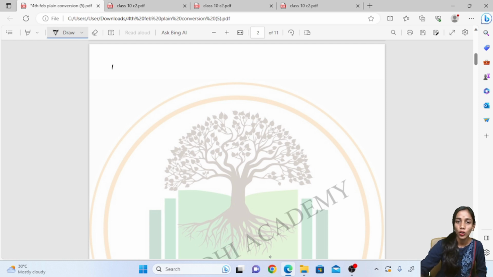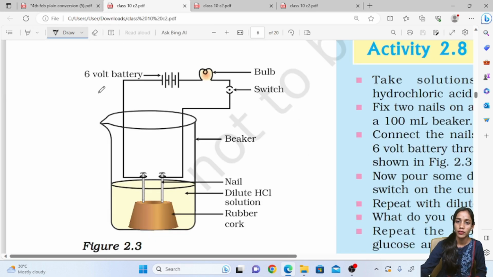To study this important part, there is an activity in the textbook. The subtopic for this is acids and bases: what do they have in common? What do they contain in common, especially the acids? For this we will see the activity. In this activity, different solutions were taken.